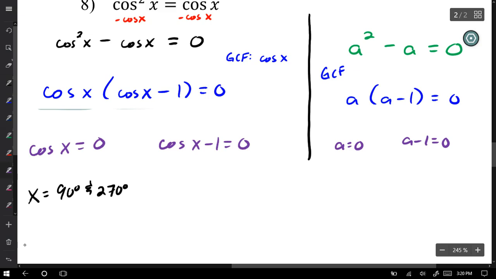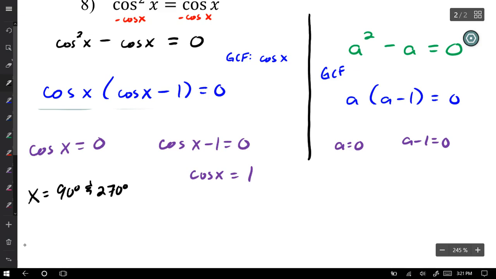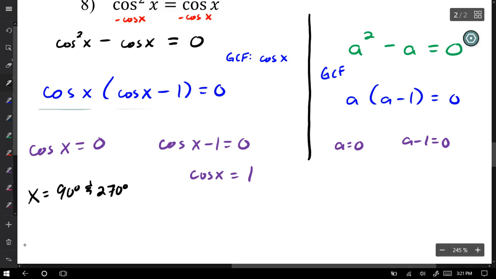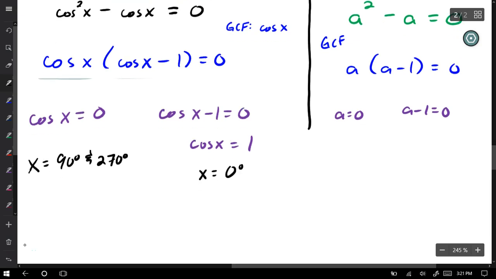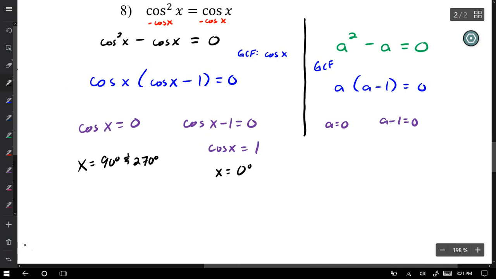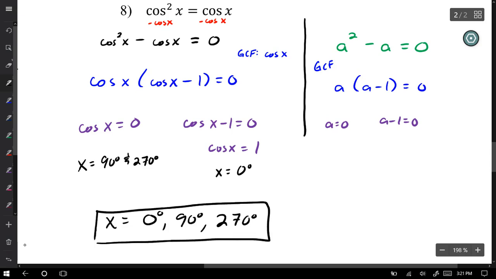For the next one, cosine of x minus 1 equals 0, I'm going to add 1. So cosine of x equals 1. Now where on my trig chart is the cosine of x equal to 1? That's going to be at 0 degrees. Now, because it's me, I like to put my angles in numerical order. So 0 degrees, 90 degrees, and 270 degrees. Those are the answers to the problem.